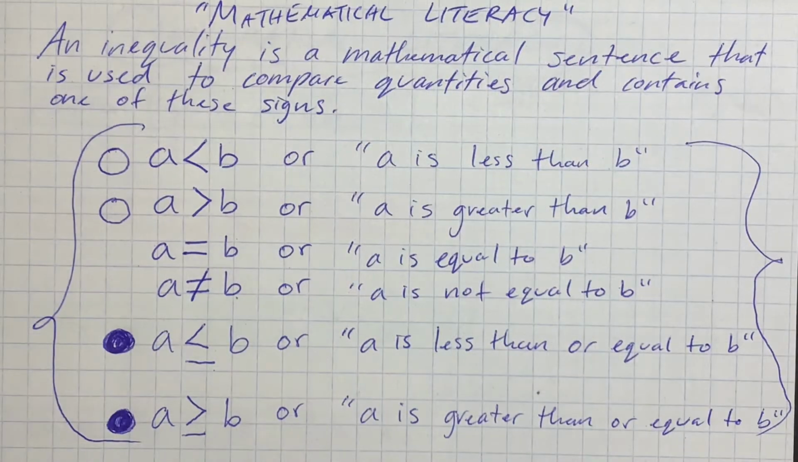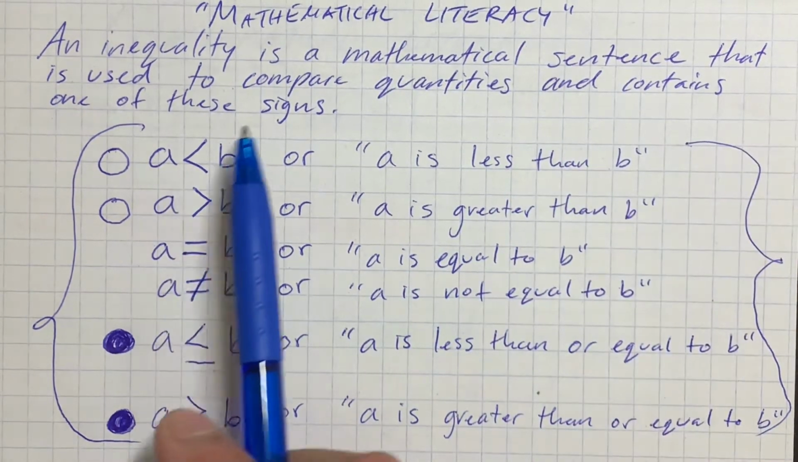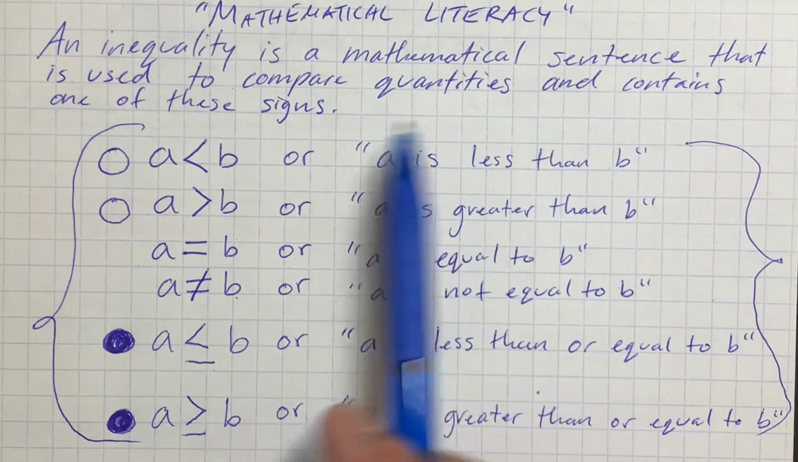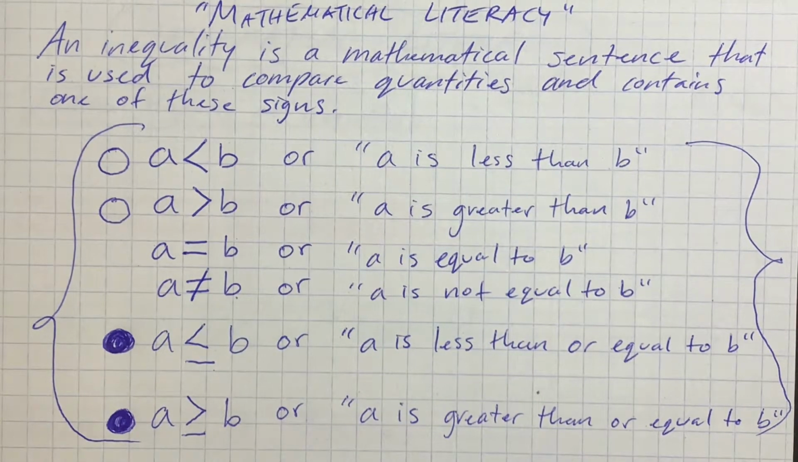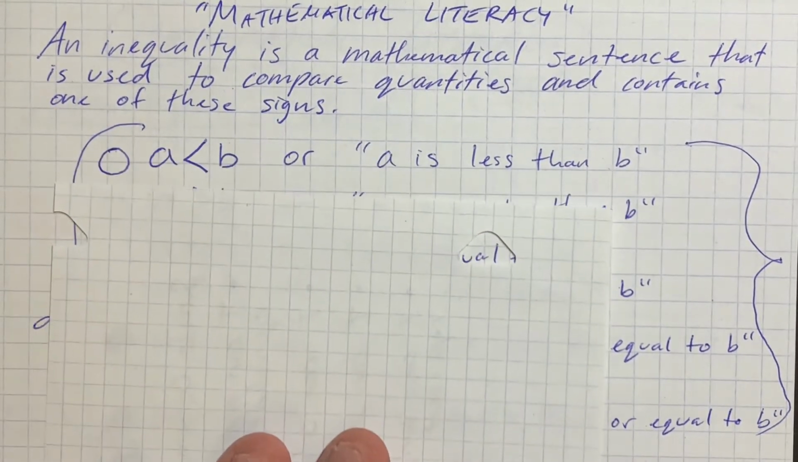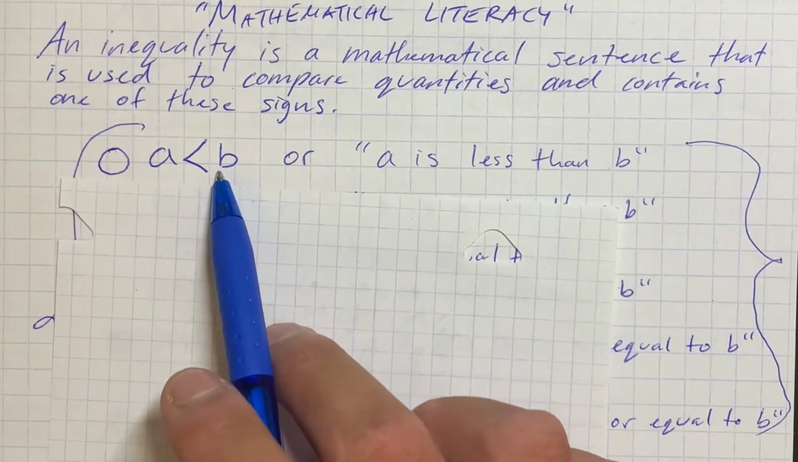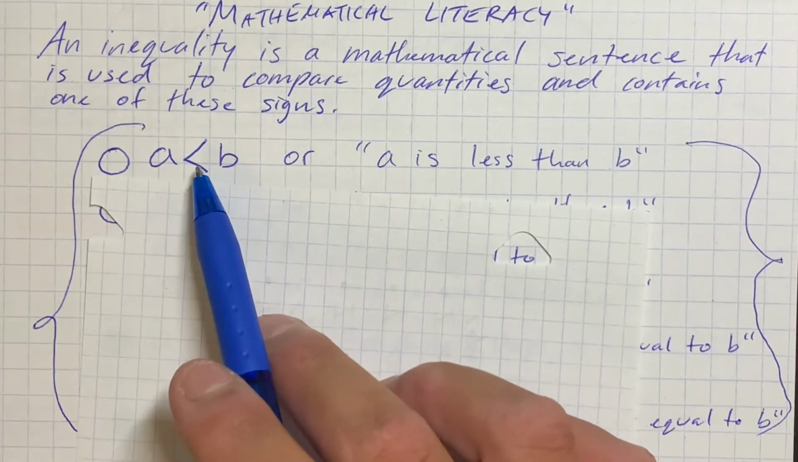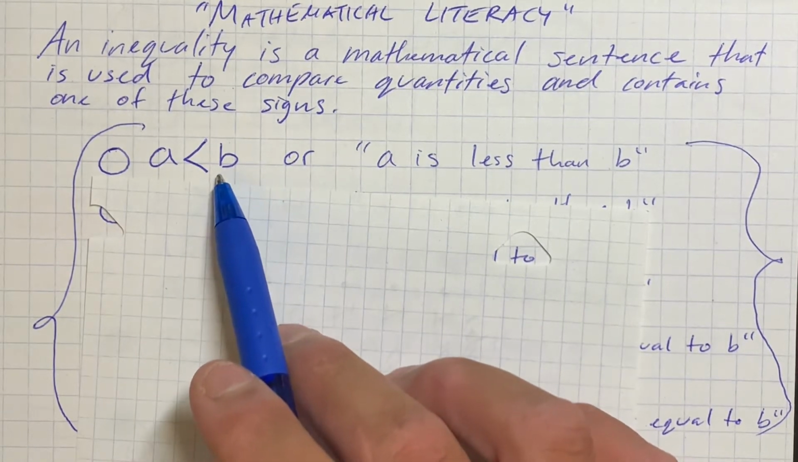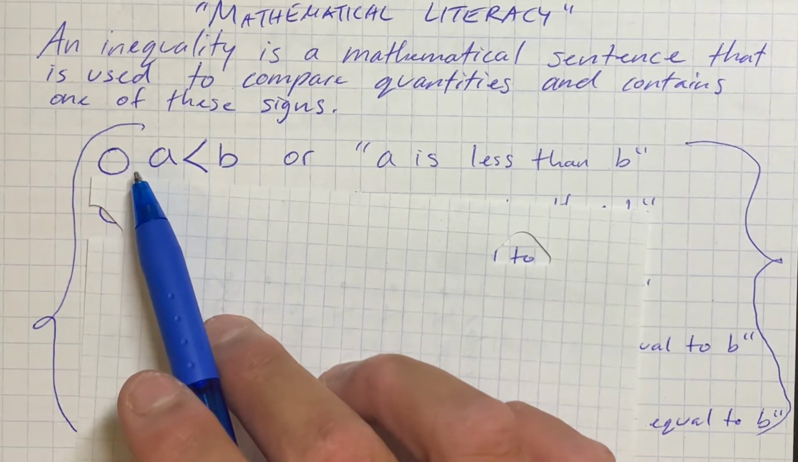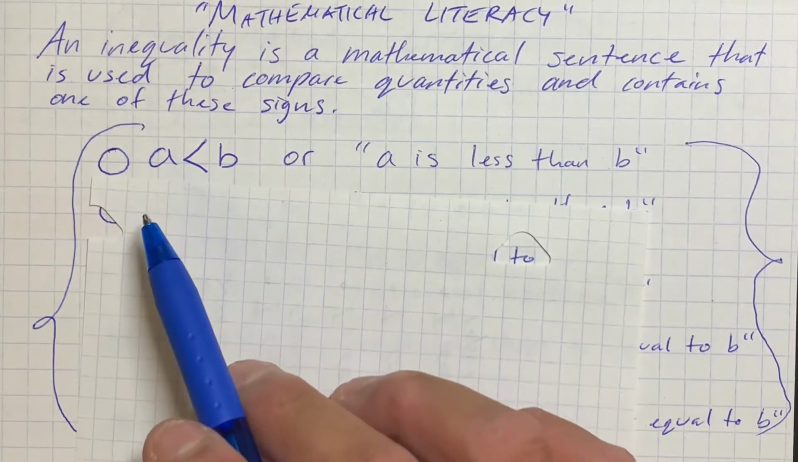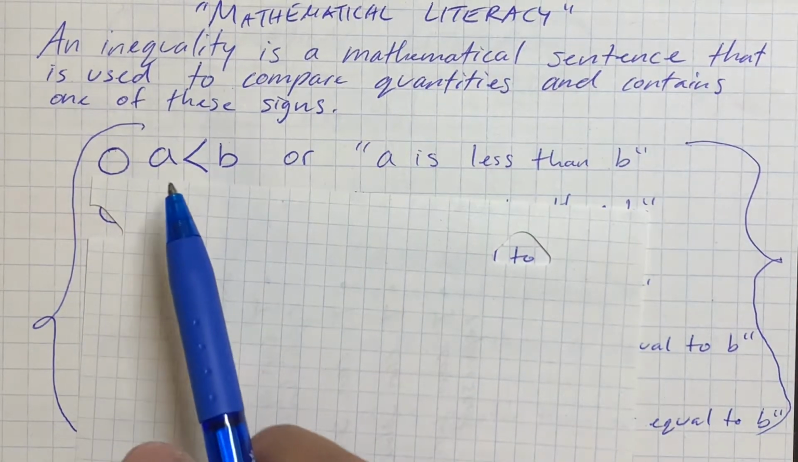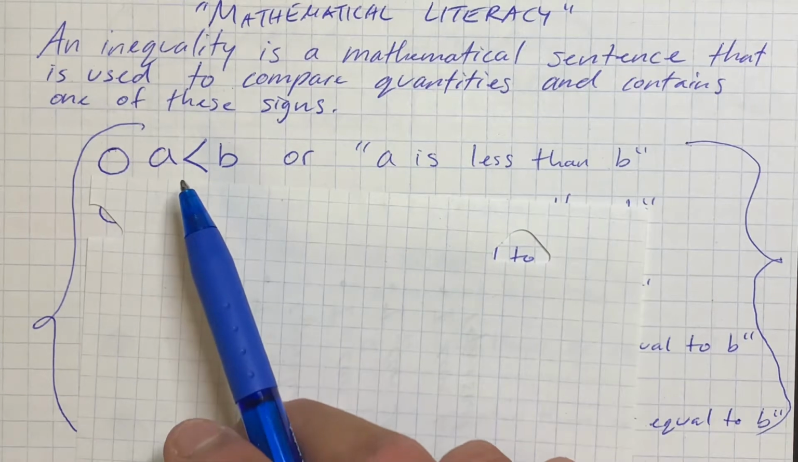For mathematical literacy, we have inequality. Inequality is a mathematical sentence that is used to compare quantities, and it also contains one of these signs. The first sign that we have here is A is less than B. Whatever the quantity of A is, it is less than B. And this is not a solution, so that's why you have an open circle, which means it's not a solution. We'll talk more about that.